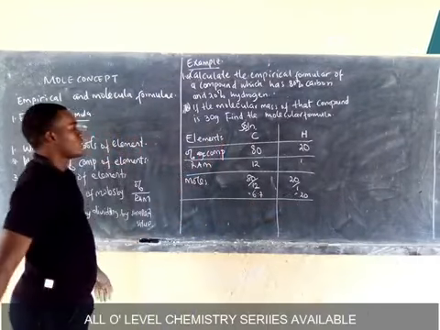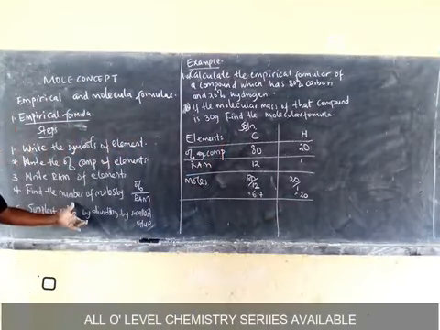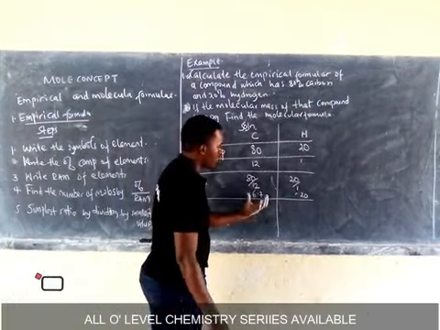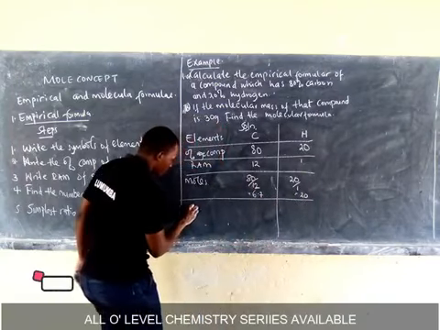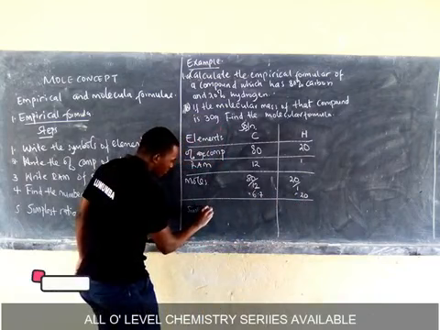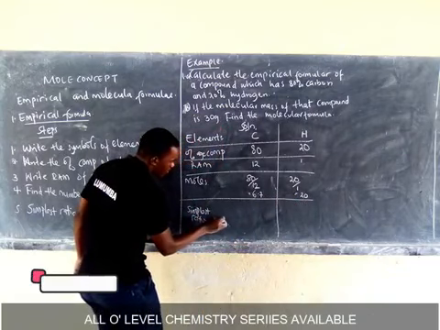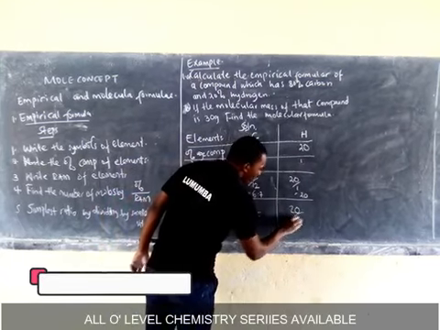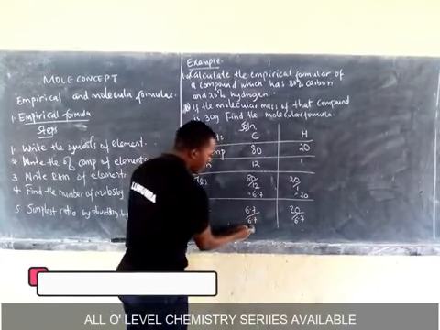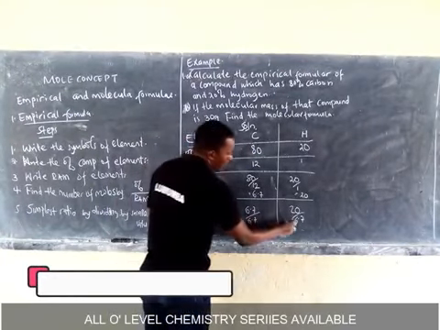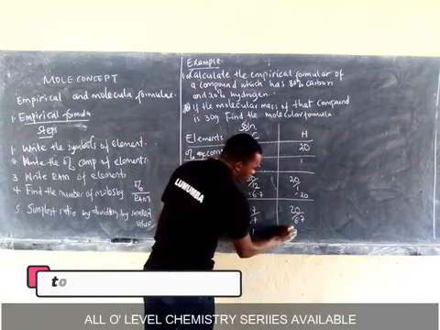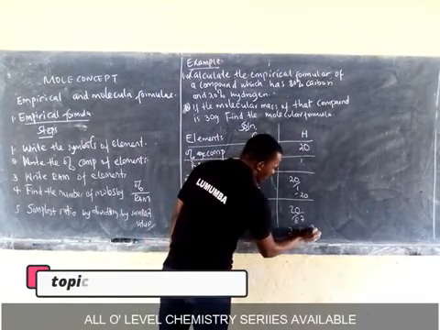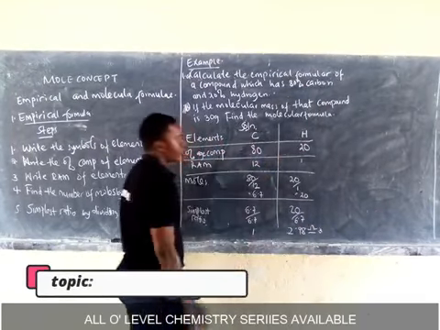Then close that table. Then lastly, find the simplest ratio by dividing by the smallest value. The smallest value is 6.7. This is 6.7, this is 20. So the simplest ratio is equal to 6.7 divided by 6.7, and 20 divided by 6.7. 6.7 divided by 6.7 gives us 1. 20 divided by 6.7, we shall get 2.98. We can simply round this off, so it becomes approximately 3.